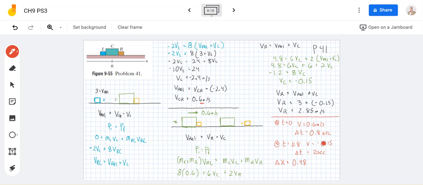And then in the next 2 seconds after that, it's going at negative 0.15 for 2 seconds, which is going to be a negative 0.3. And so it went 0.48 to the right and 0.3 to the left. So the total change in position, which is also then going to be the position because it started at 0, is 0.18 meters.